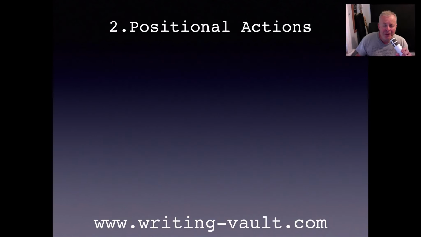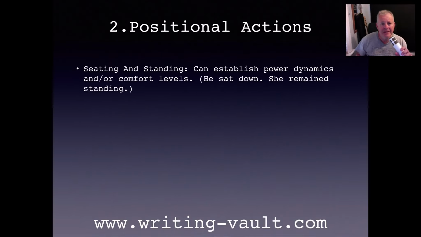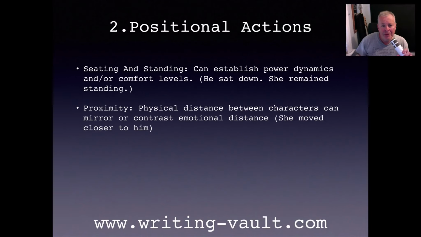The second type of action you can use is positional. So seating and standing, and there are different types of these which we're going to go through. So seating and standing can establish power dynamics and or comfort levels. So if you wrote he sat down, she remained standing, you've got 2 actions there, but the relationship between the first character sitting down and the second character standing up also implies something in terms of their character dynamic. Proximity. Physical distance between characters can mirror or contrast emotional distance.